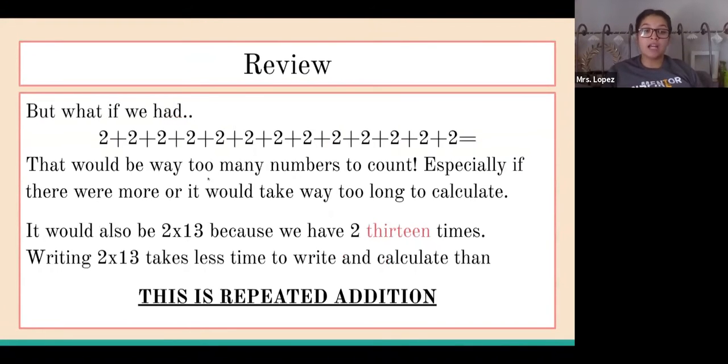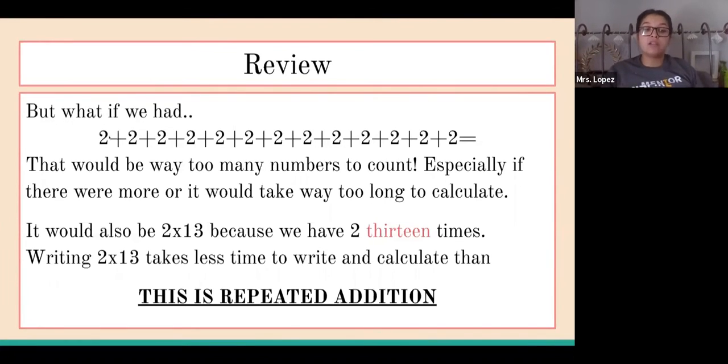So if we had 2 plus 2 plus 2 plus 2 plus 2 plus 2 plus 2 plus 2 plus 2 plus 2 plus 2 plus 2 plus 2, that'd be way too many numbers to count. And especially if there were more, it would take way too long to calculate, but it would also take too long to write it down. So there's actually an even faster way of doing that, and that would just be 2 times 13 because there's 13 2's right here.